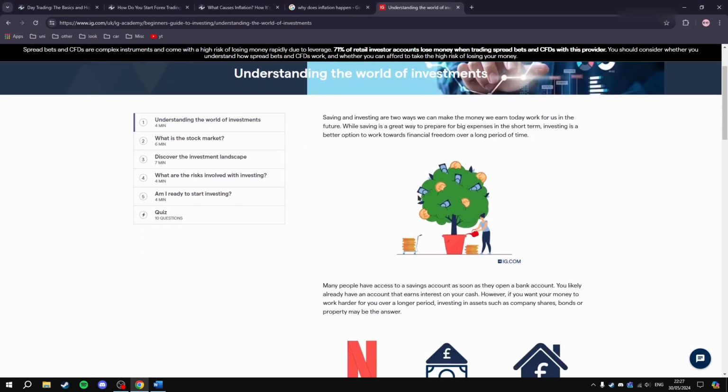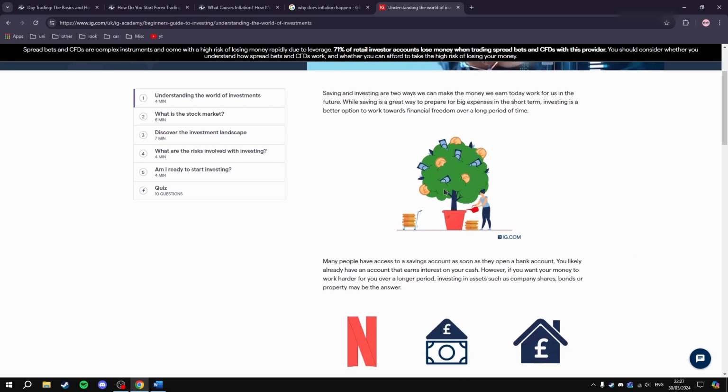So, saving and investing are two ways we can make the money we earn today work for us in the future. While saving is a great way to prepare for the big expenses in the short term, investing is a better option to work towards financial freedom over a longer period of time.